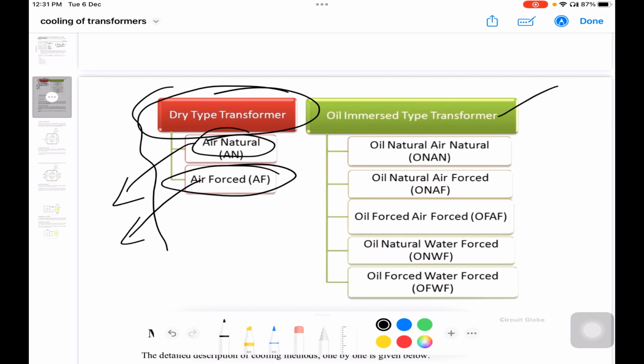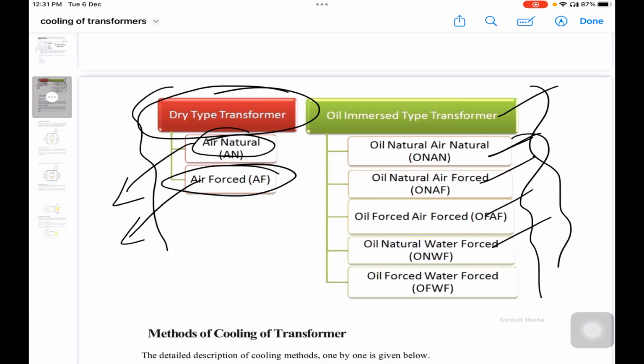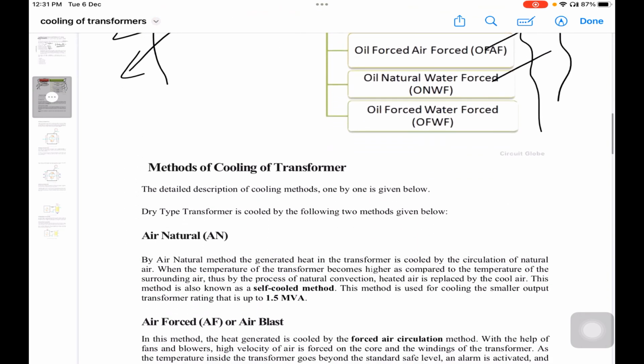Whereas when we come across oil immersed type, you can see here everything is oil related. Oil natural, air natural, along with the oil, air is passed. Oil natural and air is forced here. Oil forced with air forced, oil natural, water forced, oil forced. So all these come under oil immersed type. Now let us understand one by one in detail.